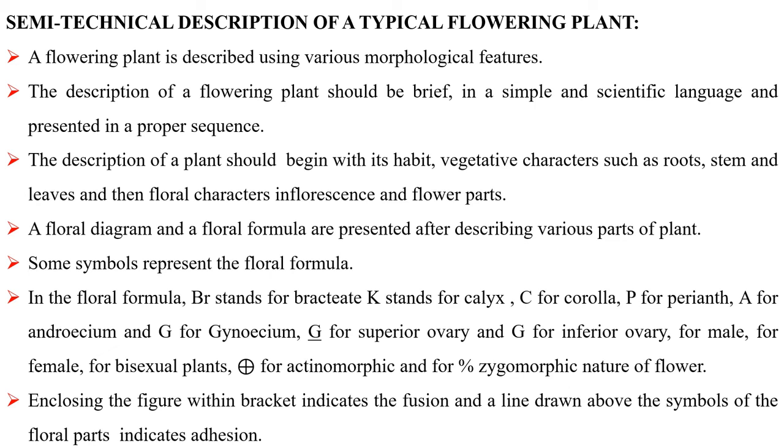The floral diagram and the floral formula are presented after describing various parts of the plant. Some symbols present the floral formula. In the floral formula, Br stands for bracteate, K stands for calyx, C for corolla, P for perianth, A for androecium, and G for gynoecium. G with an underscore for superior ovary and G with an overscore for inferior ovary.